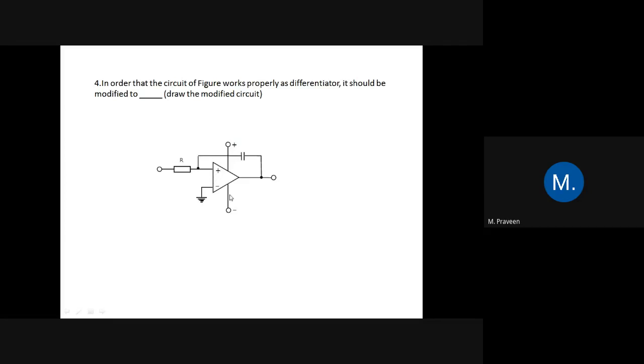So the circuit diagram shown in the figure is nothing but an integrator. Okay, so the integrator will have R and we have the feedback capacitance. Now what we have to do is convert the circuit into a differentiator. So to convert the circuit into a differentiator, what modifications do we have to do? That is the question.